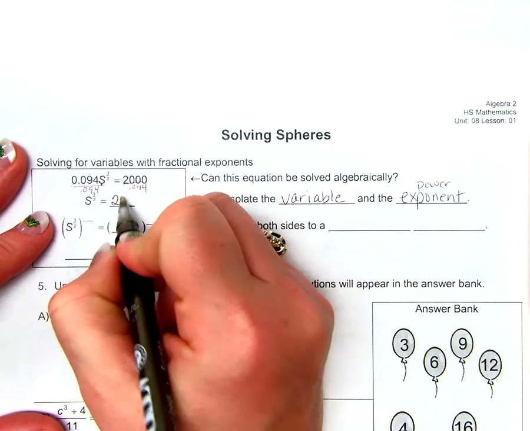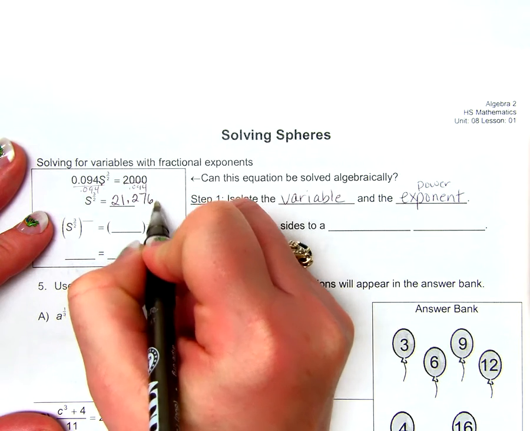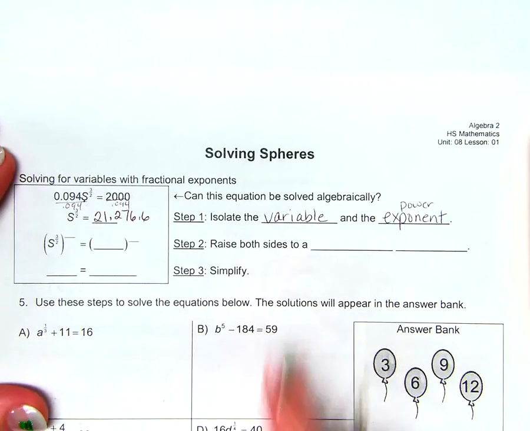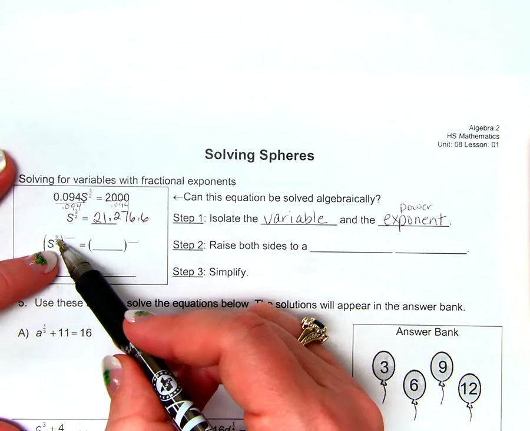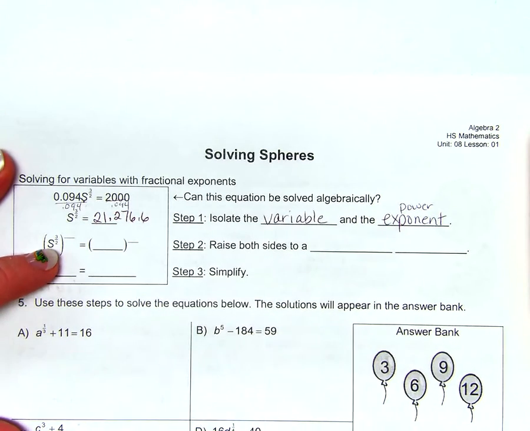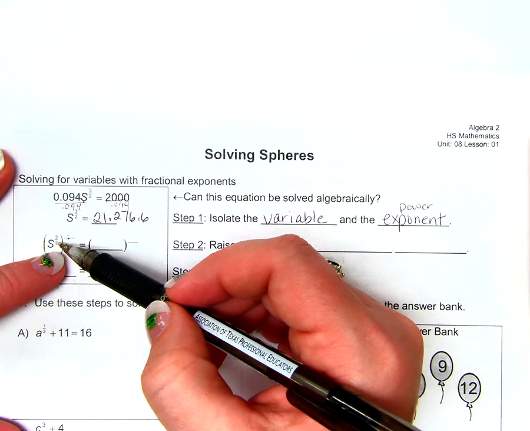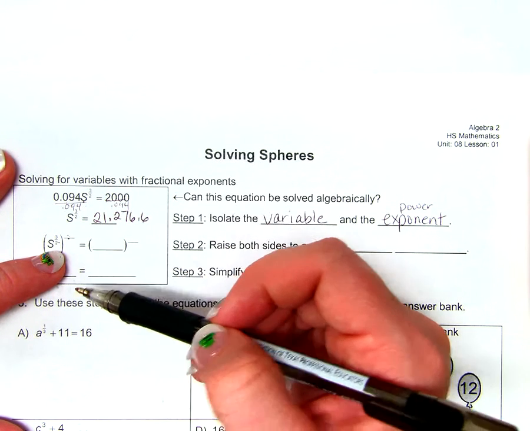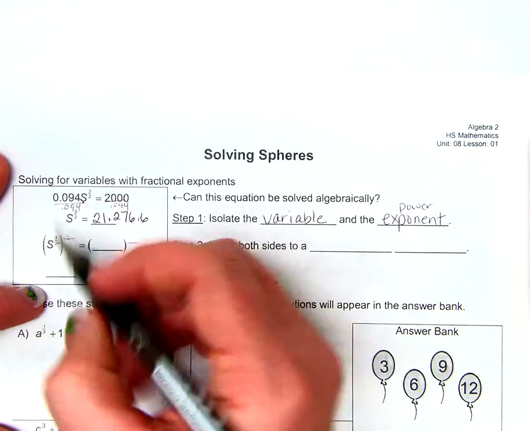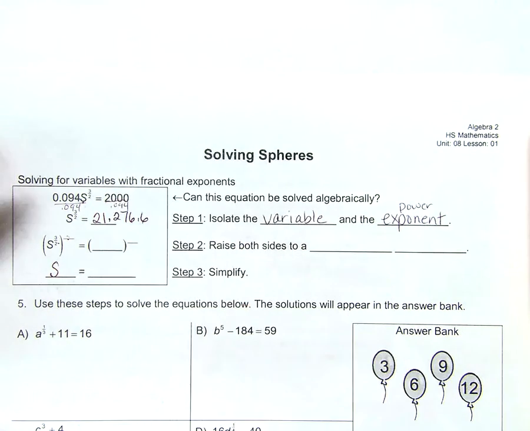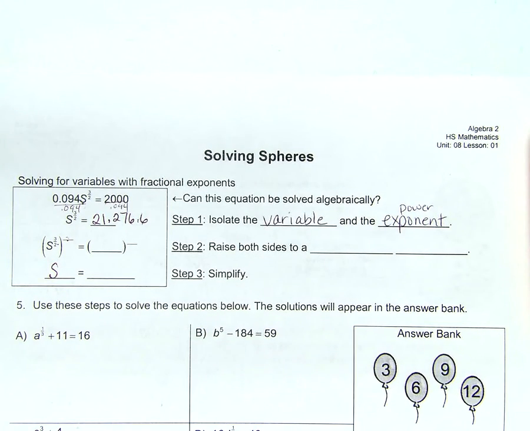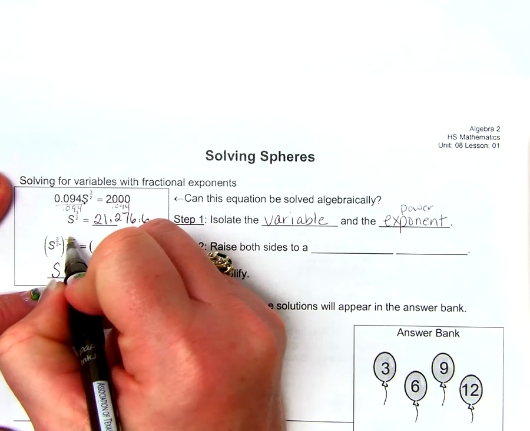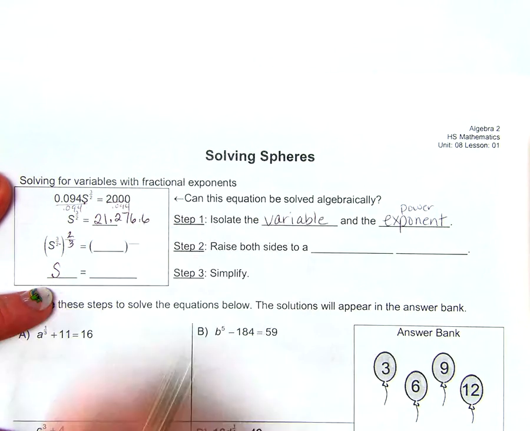21,276.6. Raise both sides to a, well, how am I going to get rid of that? What can I multiply that by? Because remember, our rules are, if I raise something to a power, I multiply those two. So I need my answer down here to just be s, or another way to think about it is s to the first. So what can I multiply this by to make it become a 1? Well, the only thing I can multiply it by is its reciprocal.